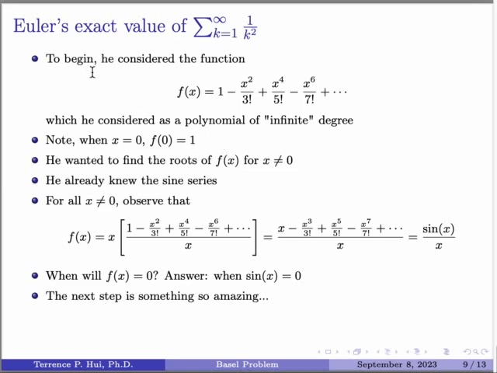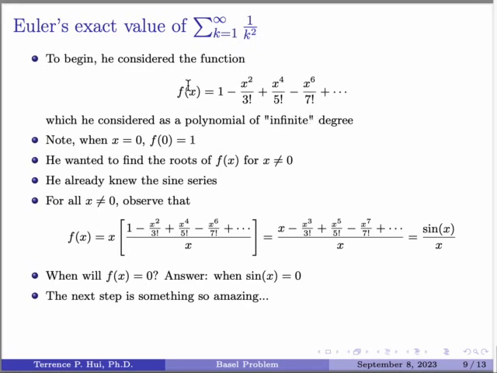So starting out, he considered the function f of x equal 1 minus x squared over 3 factorial plus x to the 4th over 5 factorial minus x to the 6th over 7 factorial plus dot, dot, dot. Right? He considered this a polynomial of infinite degrees, which if you think about it, it makes sense. If you stop anywhere, right, it's a polynomial of an even degree. So if you keep on going forever, it's a polynomial of infinite degrees.